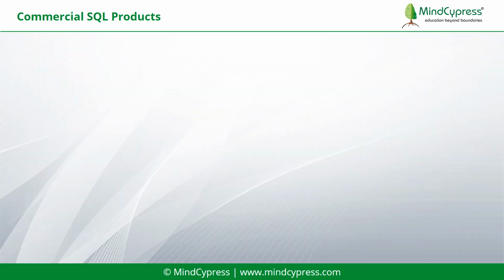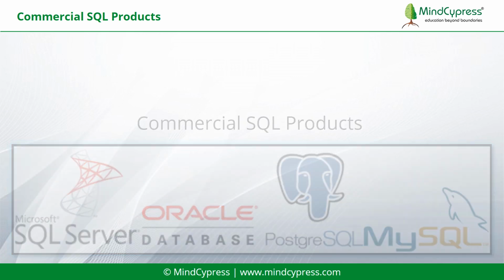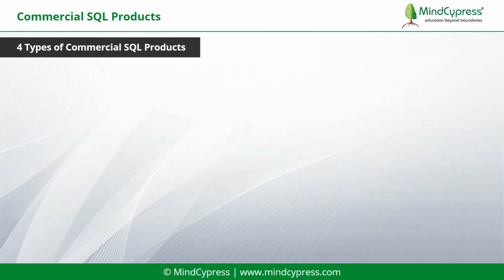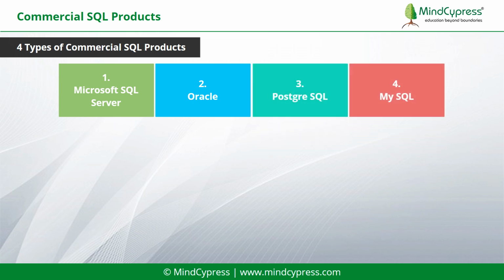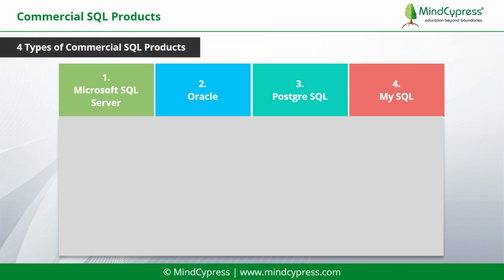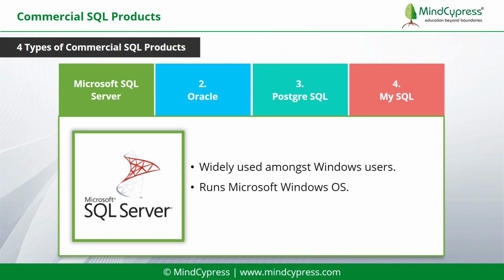Now we will discuss commercial SQL products. Here are 4 types of commercial SQL products. First is Microsoft SQL Server. Second is Oracle. Third is PostgreSQL. Fourth is MySQL. Microsoft SQL Server is widely used amongst Windows users. It runs on Microsoft Windows OS. Over 20% market share.